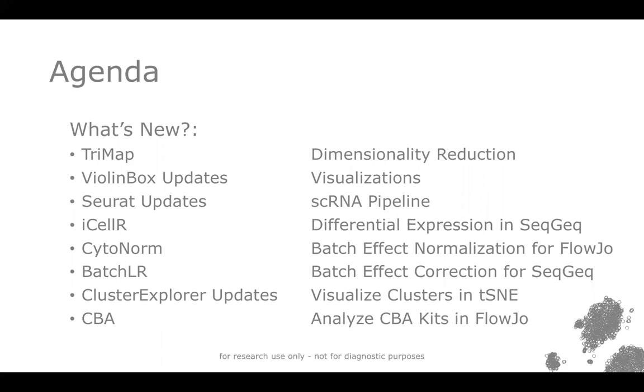We also have a really popular visualization tool called ClusterExplorer, which I'm going to try to illustrate in our demo after this slide deck. But we've made some good updates there that I want to talk about as well. And then we've just recently updated our CBA plugin to work with flex sets and two-dimensional clustering kits. So if you're doing CBA analysis in FlowJo, if you've got CBA kits that you've run to test the concentration of different analytes, you can now analyze that data directly within FlowJo, which is pretty cool.